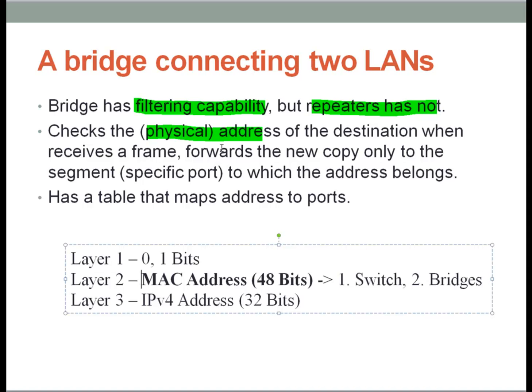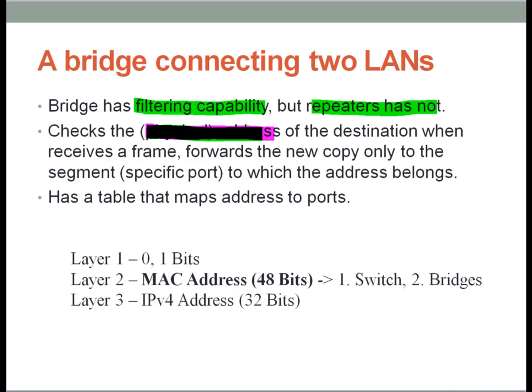Now you can see bridges have the filtering capability. It can filter some frames, it can forward the frame or it can stop the frame. The next one is it checks the physical address. The physical address is nothing but the MAC address of the destination frame. Then it can forward the frame or it can drop the frame.